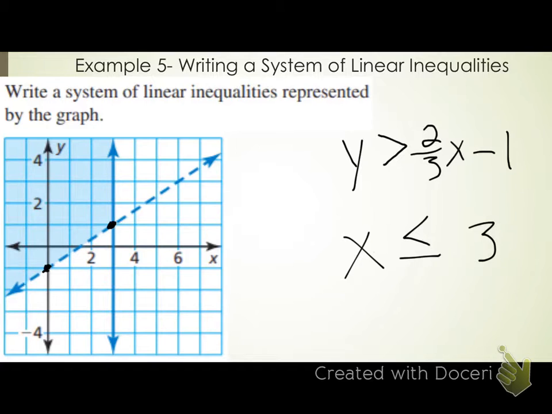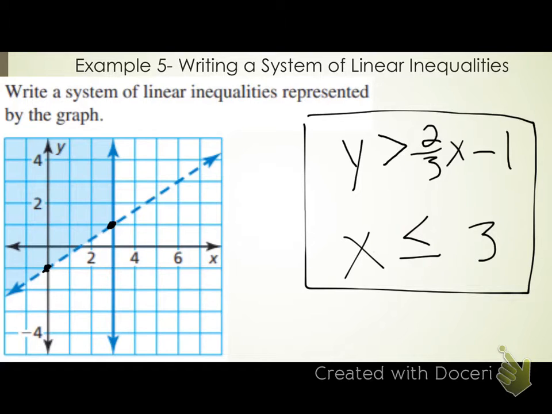The numbers left of 3 are the numbers that are smaller than 3. So it's less than or equal to because it's a solid line. Here's my system of inequalities. Questions on example 5?